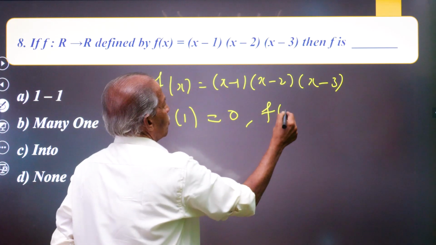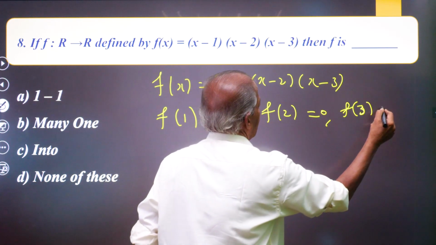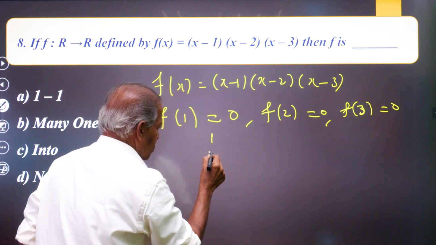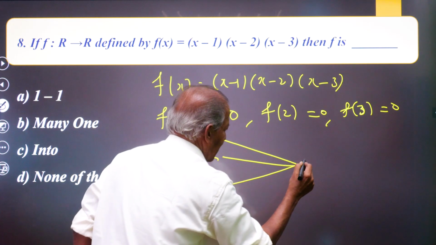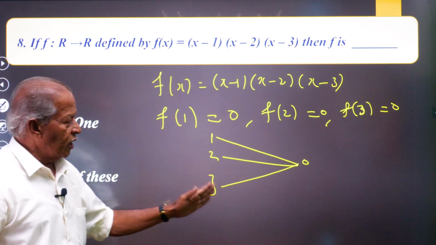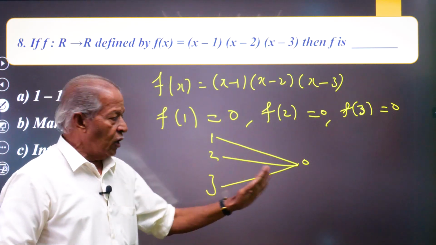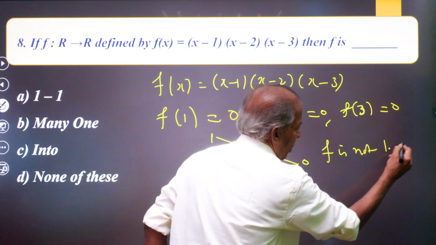And f of 2, it is also 0. F of 3, it is also 0. Therefore, 1, 2, 3, all the 3 elements go to the same image. Therefore, 1, 2, 3 have the same image, so f is not 1-1. This implies f is not 1-1.